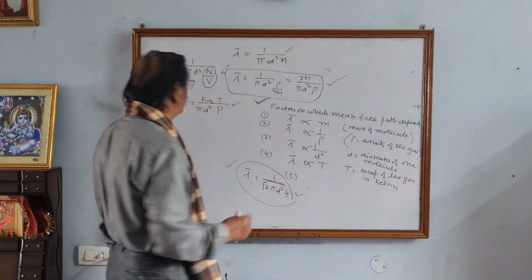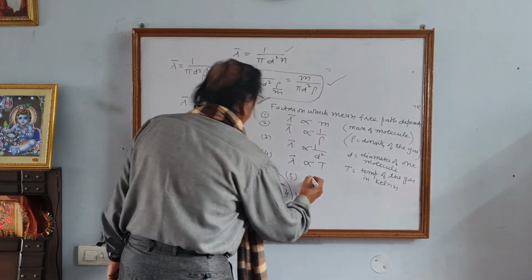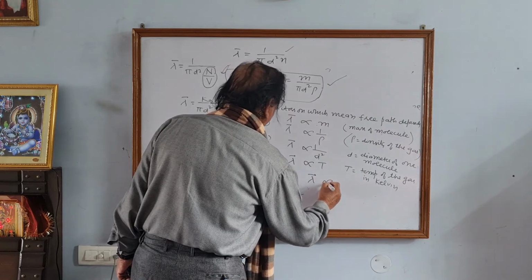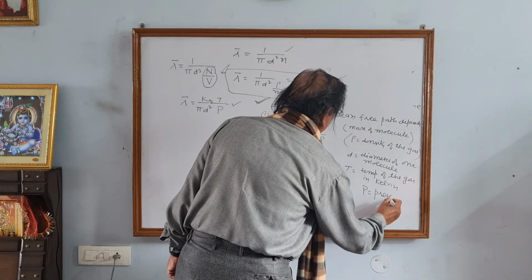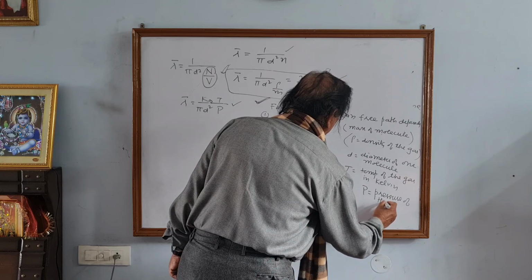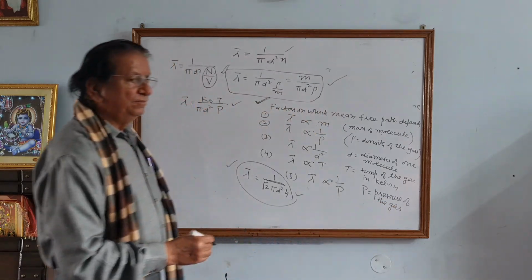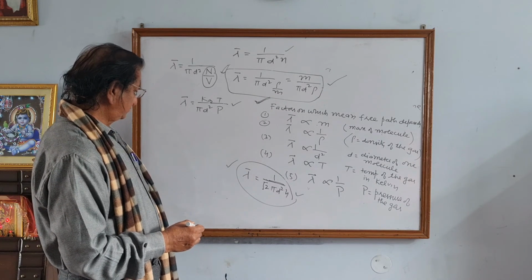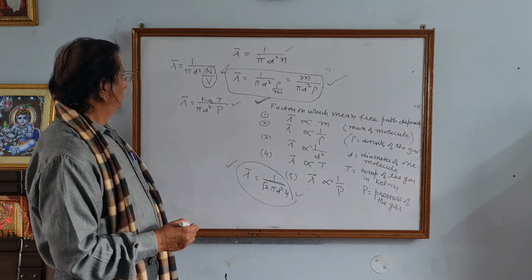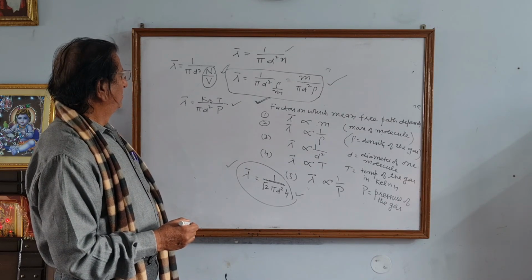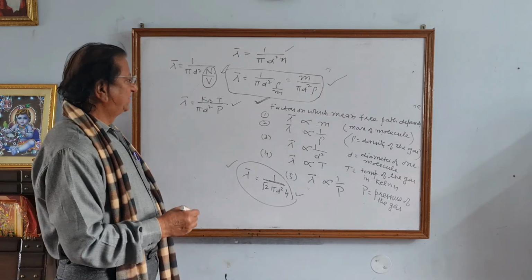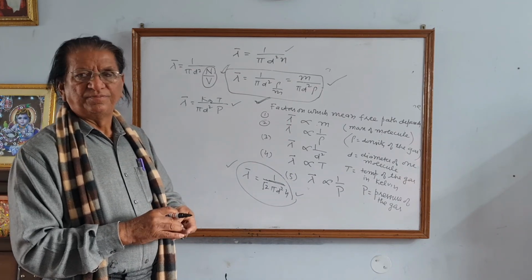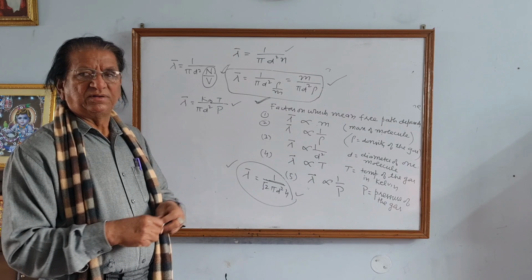Number five, mean free path is inversely proportional to pressure. Pressure of the gas. Okay, so basically 5 factors on which mean free path depends. So the lesson is over. We'll start with the next lesson, SHM and waves, next time.